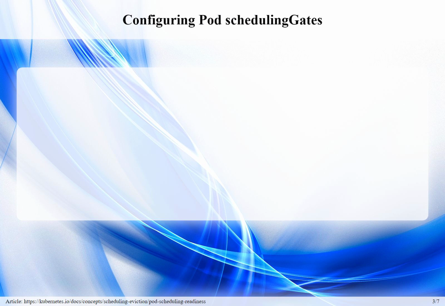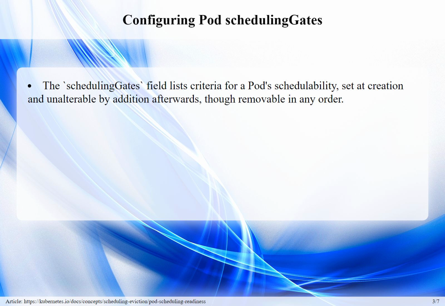Configuring pod scheduling gates. The schedulingGates field lists criteria strings that a pod must meet before it's deemed schedulable. These criteria are set when the pod is created, either by the client or during admission mutations. Once initialized, scheduling gates can be removed in any order, but adding new ones after creation is not permitted.